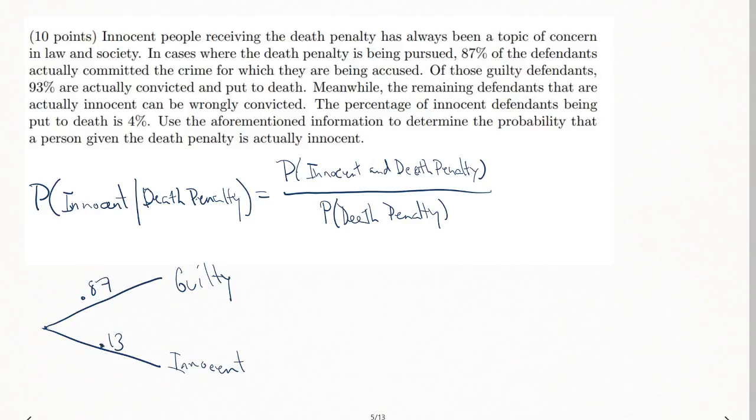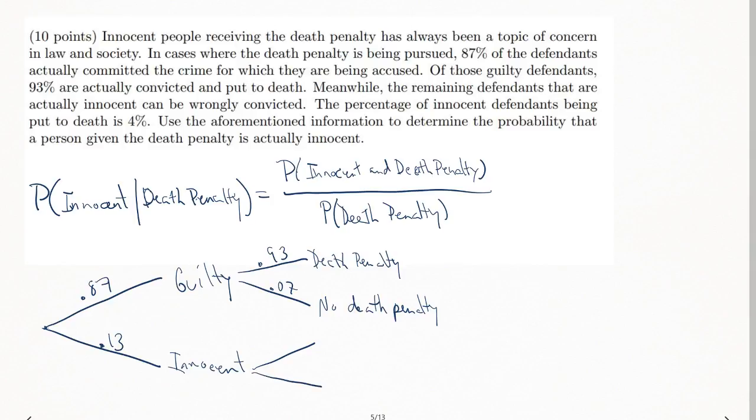And you can see from there, of those guilty defendants. So you're given guilty defendants, that is 93% are actually convicted and put to death. So this is the death penalty. All right, so you have 0.93. And so that means 0.07 will be no death penalty. Questions on the layout? That's really the tricky part of these, is setting up the layout for these.